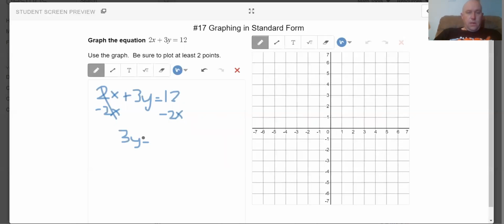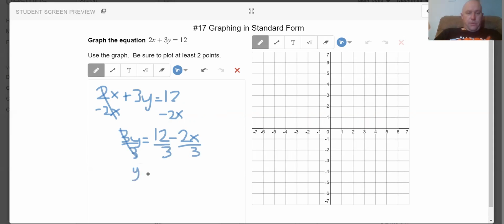3y equals 12 minus 2x. Remember, it's just 12 minus 2x. Don't try to put in 10x. These are not like terms. And then instead of 3y, I just want y. So I'm going to divide each term by 3.